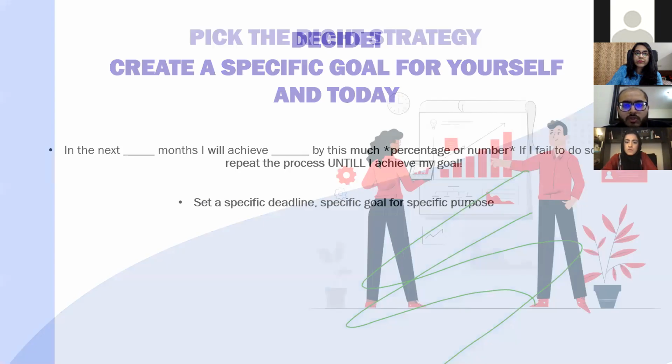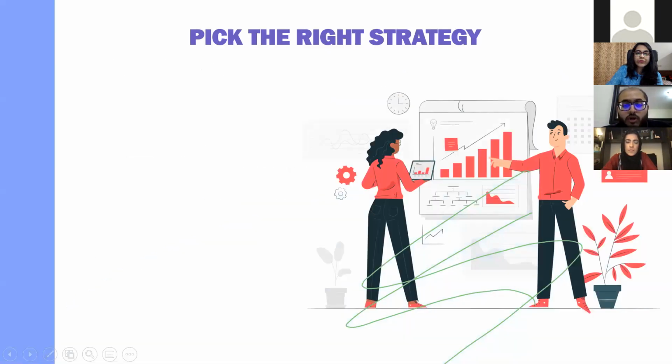And I think with that, make sure you set a specific deadline and specific purpose. Oh, right, this is a very important part. Pick the right strategy. We've discussed strategy. It's a very important thing.